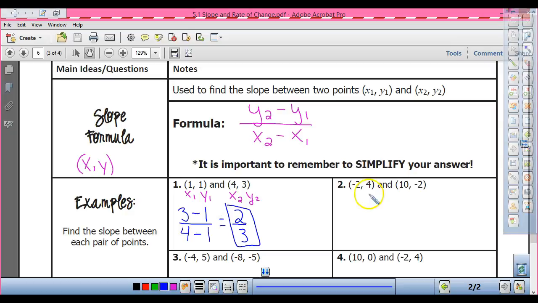Alright, so number 2, let's label our points. x1, y1, x2, y2. Okay, so on top goes what? Negative 2 minus 4 over 10 minus 2. What happens when I have minus a negative? Plus. Yeah. Anytime I have minus a negative, that guy turns into a plus. So on top I have negative 6 and on bottom I have 12. And if I reduce negative 6 over 12, I'm going to have, don't forget, negative 1/2. Yep.